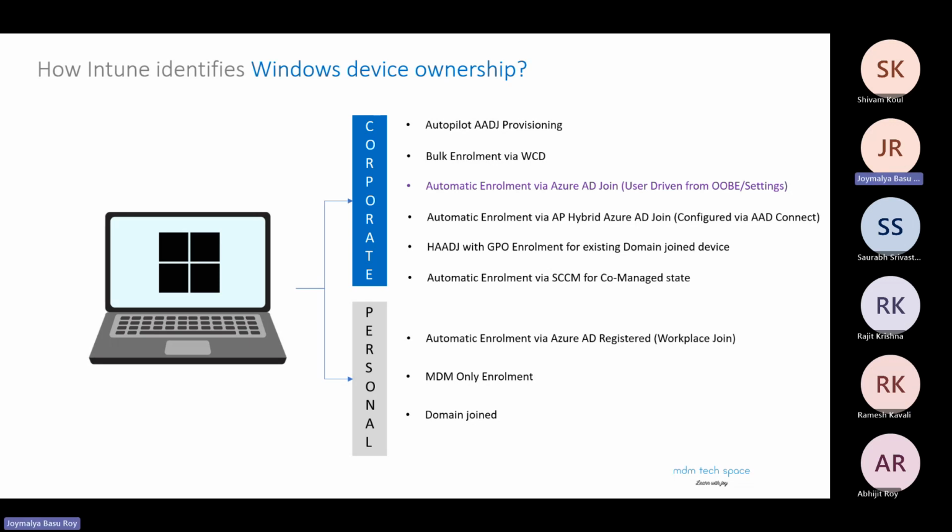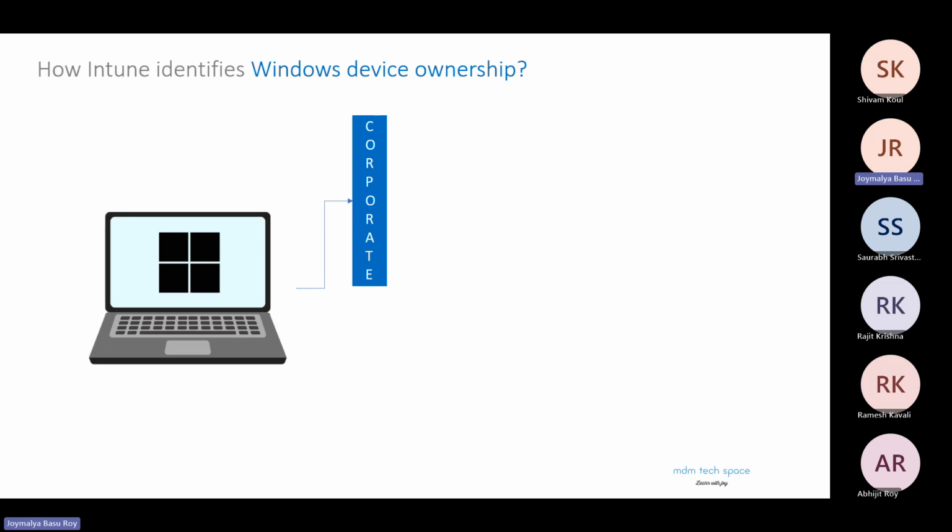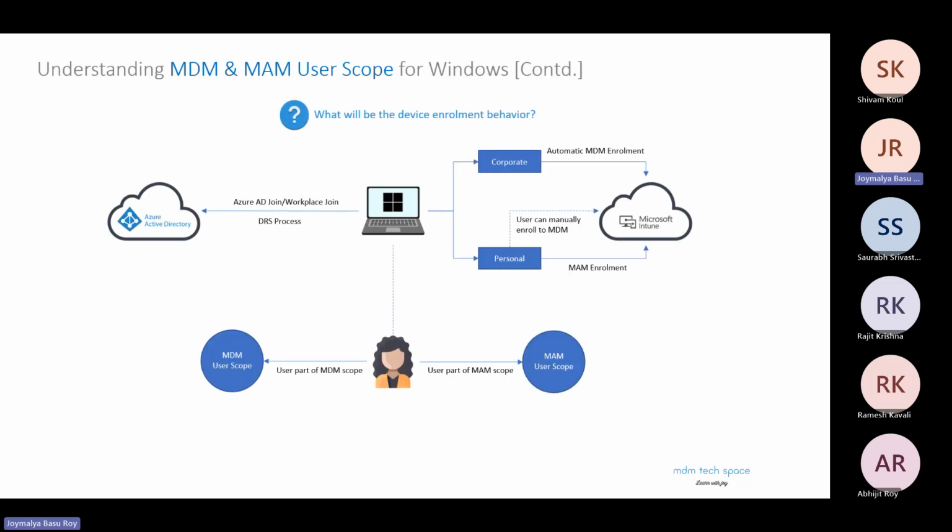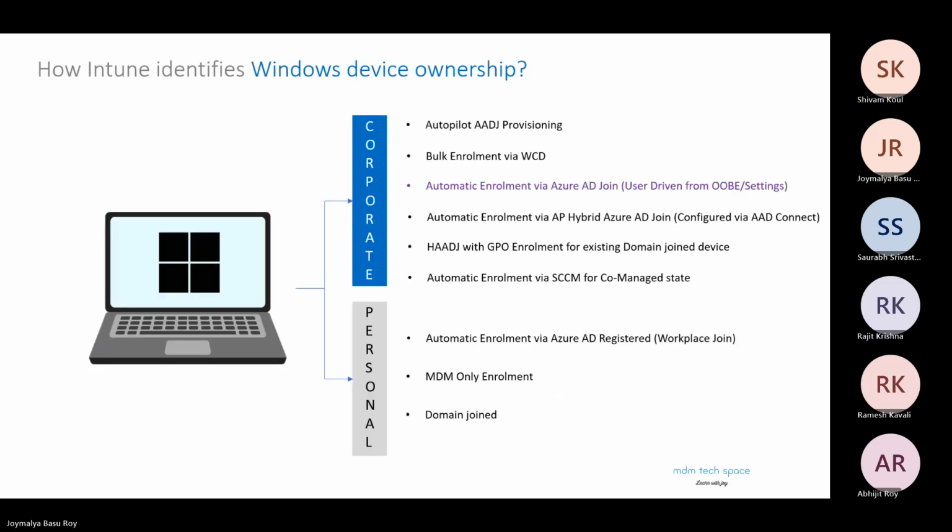So is it clear how Intune identifies the device ownership, and based on this is how the MDM and MAM user scope is determined, if the user falls part of the same group to which the MDM user scope as well as the MAM user scope is applied? Do you think that is clear? Yes, yes, yeah.